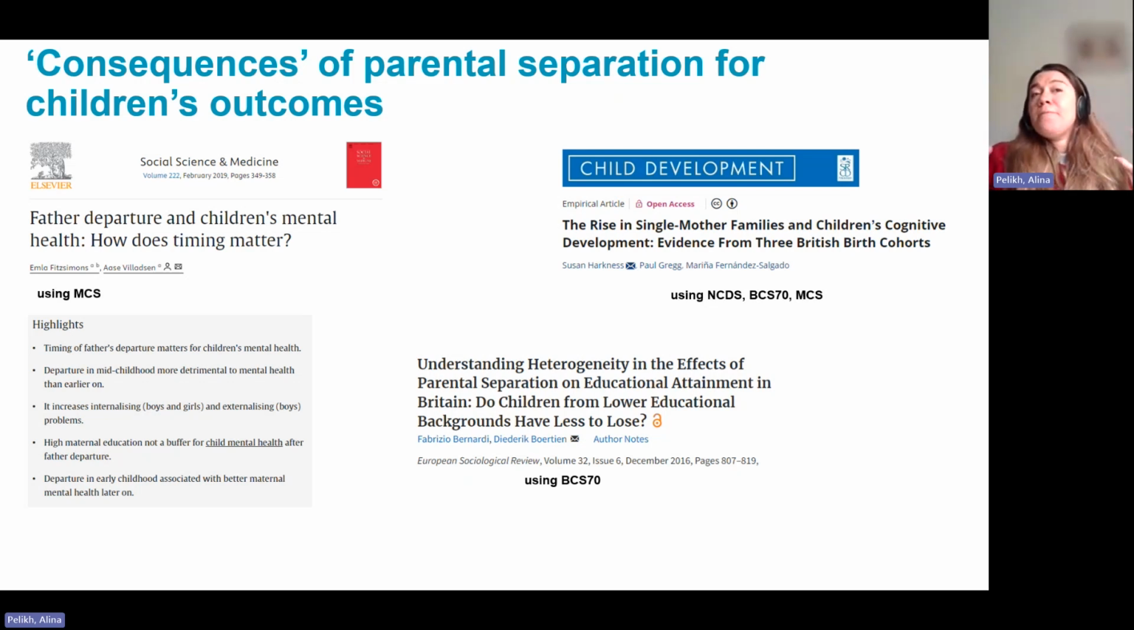You can look at, for example, a paper looking at mental health, internalizing and externalizing problems for boys and girls. You can look at cognitive abilities in families of single mothers, or, for example, another paper presented on the slides looks at educational attainment at age 16, and also distinguishes between when the separation happened. So really a variety of outcomes that you can look at.